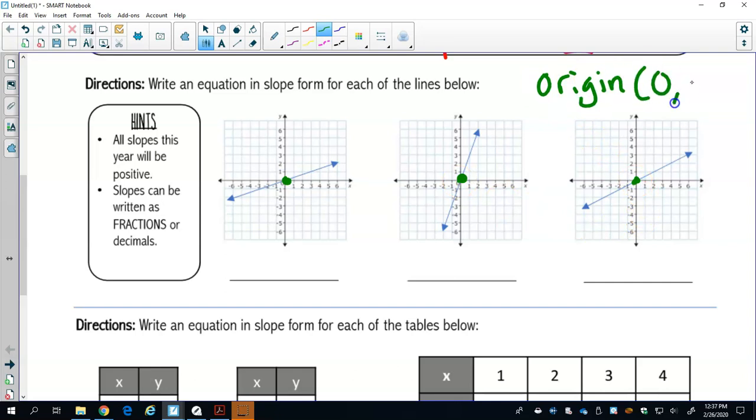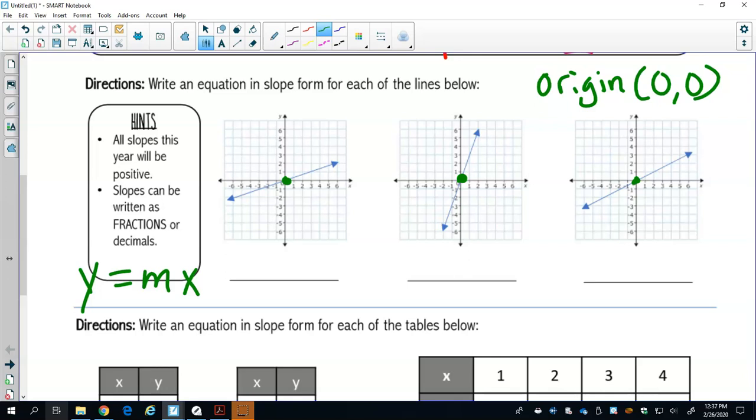Because they start at the origin, I know I'm going to use the equation y equals mx. That is our proportional equation. It's always that way. The only thing that's going to change when you get into upper level math is instead of m, sometimes you'll see a k. Sometimes you'll see y equals kx. But what it means is your slope.